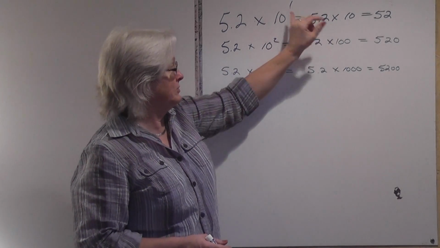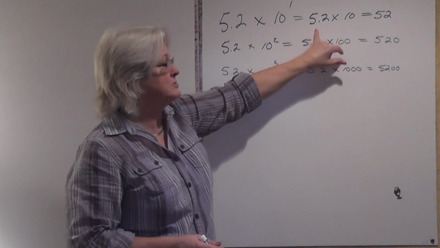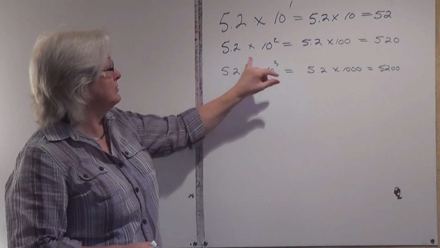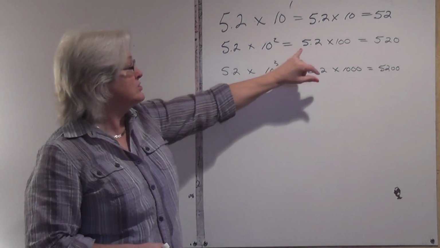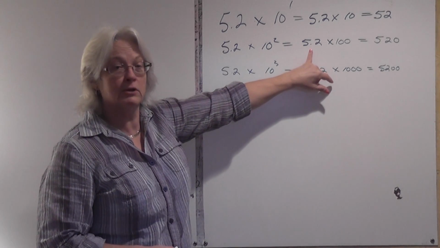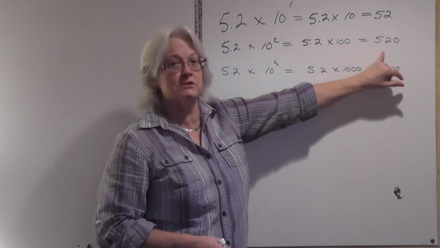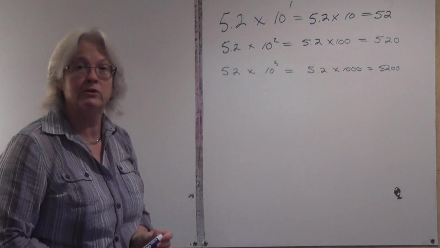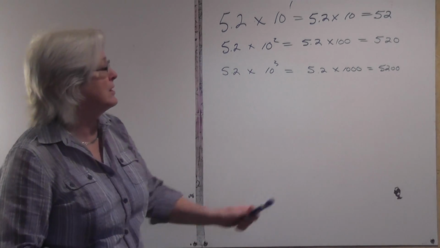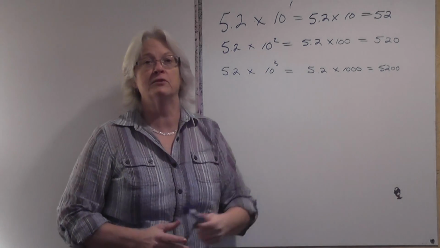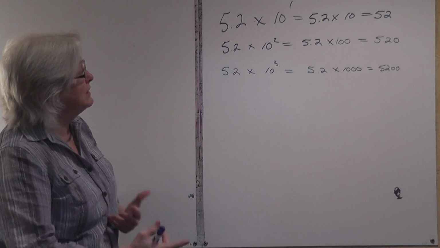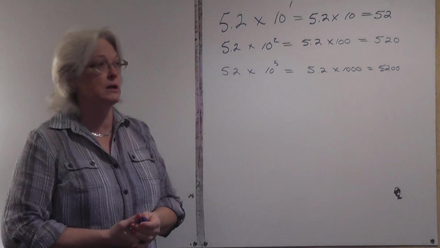If we multiply 5.2 times 10, we get 52. 5.2 times 10 squared, I showed you that that's 5.2 times 100, which gives us a value of 520. Our final example, 5.2 times 10 cubed, is 5.2 times 1,000, or 5,200. So, what relationship can we see here?